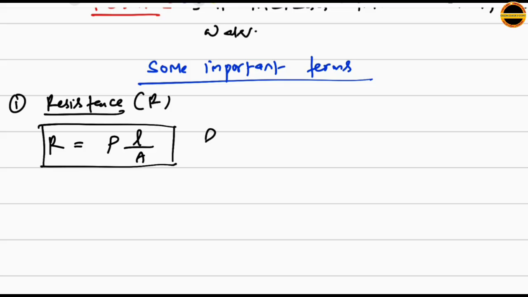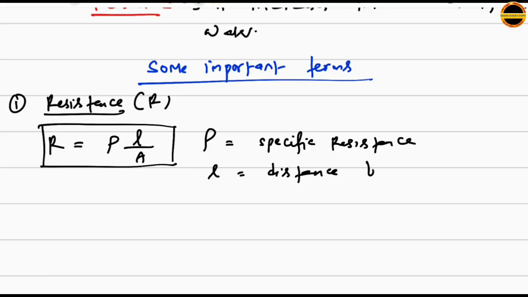What is rho here? Rho is equal to specific resistance, and L is equal to the distance between electrodes. A is equal to the area of electrodes or metal plate.